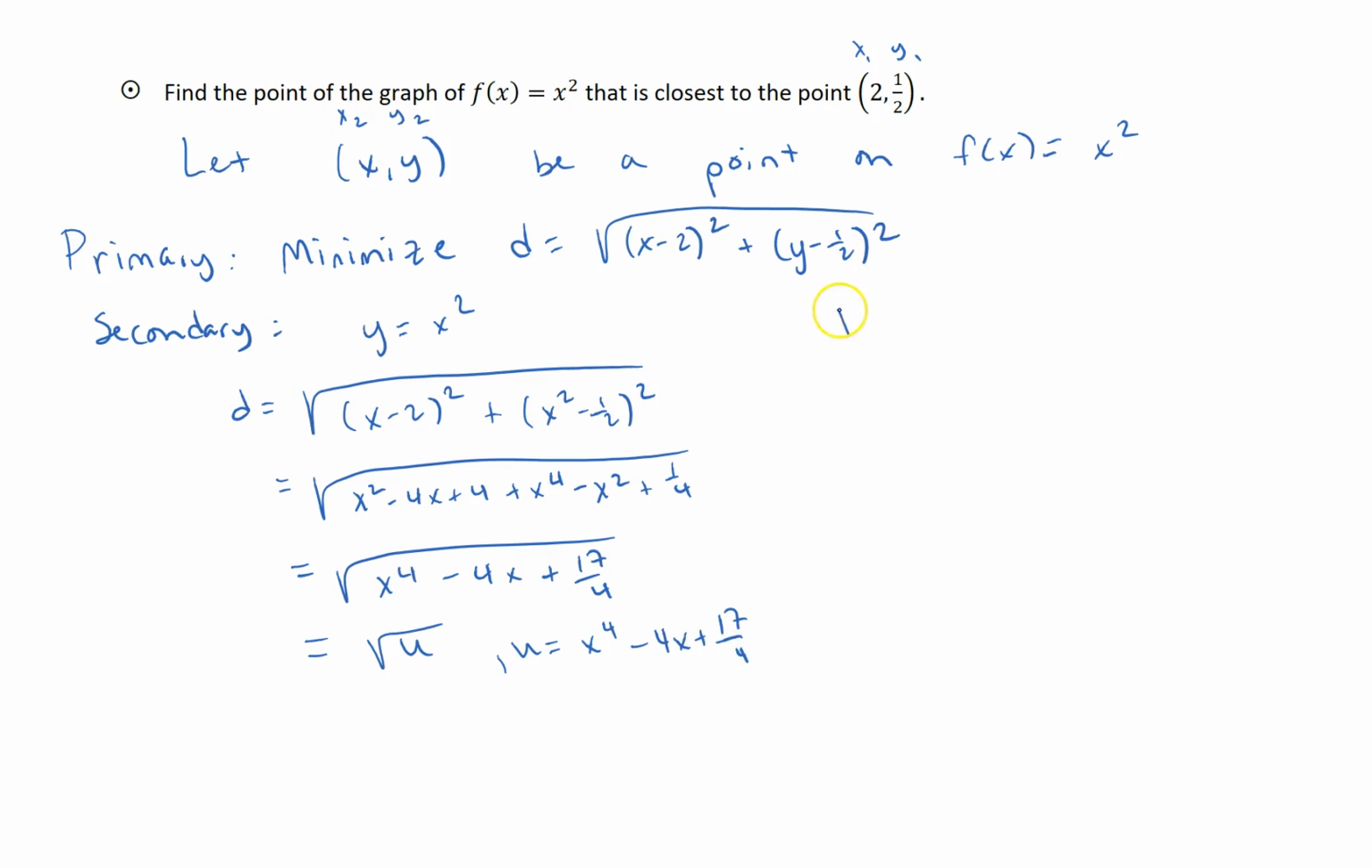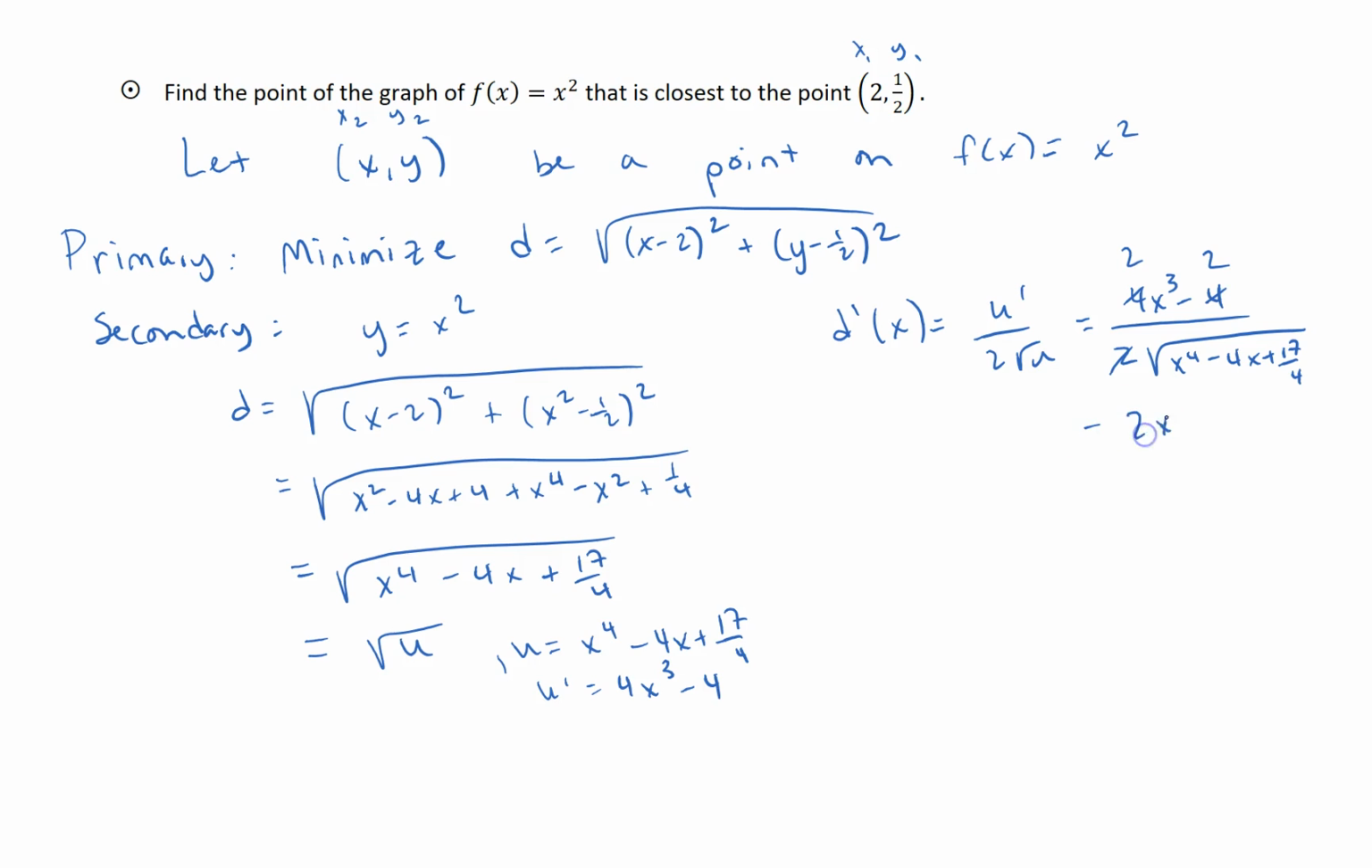So when I go to find the derivative with respect to x of d, this would be u prime over 2 square root of u. U prime here is 4x cubed minus 4. So this is going to be 4x cubed minus 4 divided by 2 times the square root of x to the 4th minus 4x plus 17 over 4. So in this case, I can cancel the 2, so I get 2x cubed minus 2 divided by the square root of x to the 4th minus 4x plus 17 over 4.